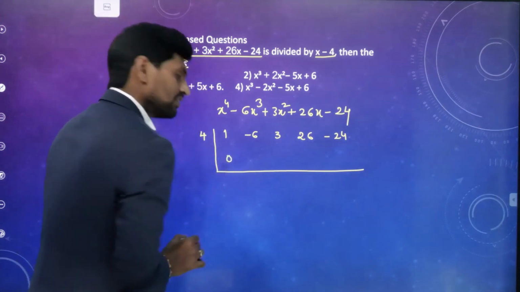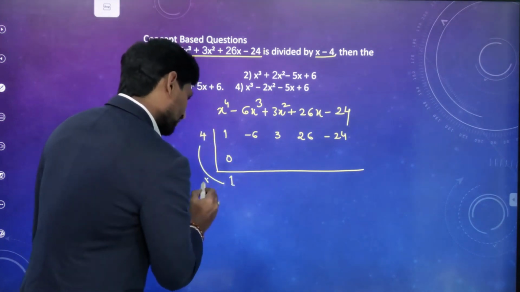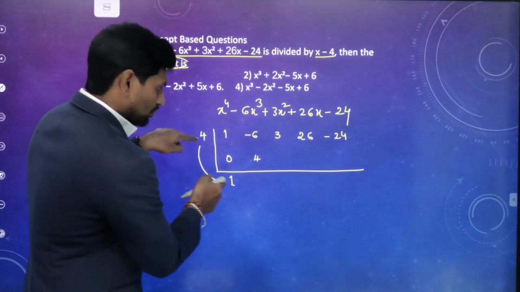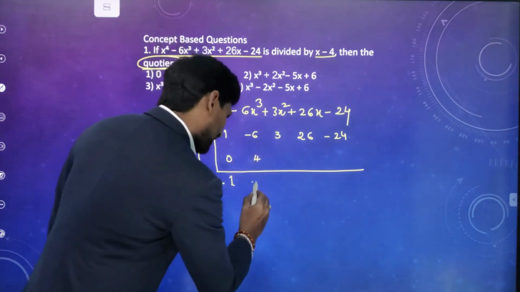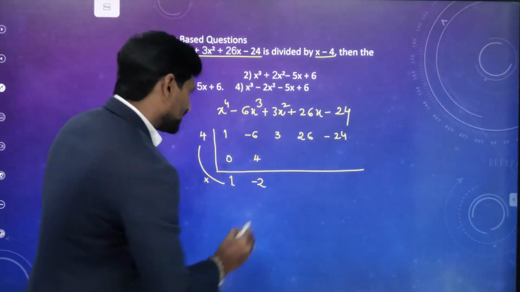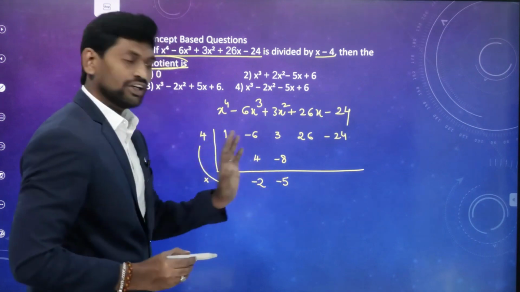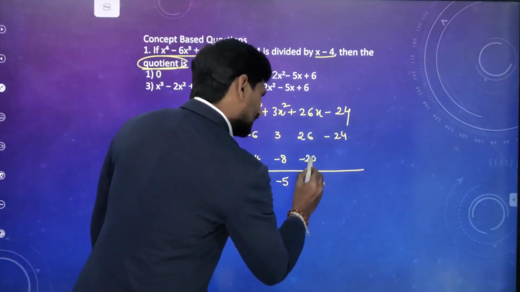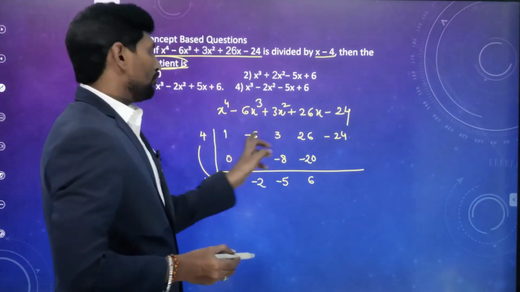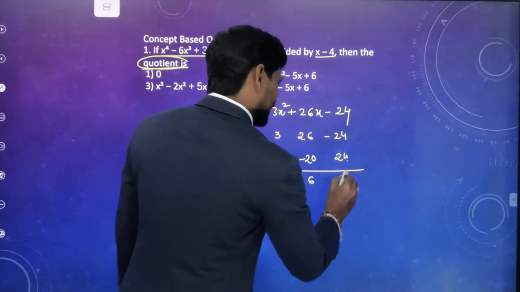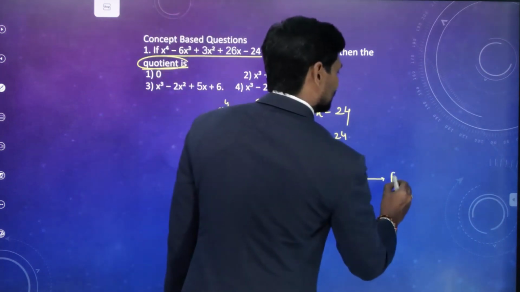First position is 0. Now 1 plus 0, addition we are doing here. 1 plus 0 is 1. Next, 4 ones are 4. We need to multiply these two. 4 ones are 4. And minus 6 plus 4 becomes minus 2. 4 into minus 2 is minus 8. Again, if you add, you will get minus 5 here. And 4 into minus 5 is minus 20. Plus 26 minus 20, opposite signs, you need to do subtraction here. 6. 4 sixes are 24. That means plus 24 minus 24 becomes 0. This is the remainder.